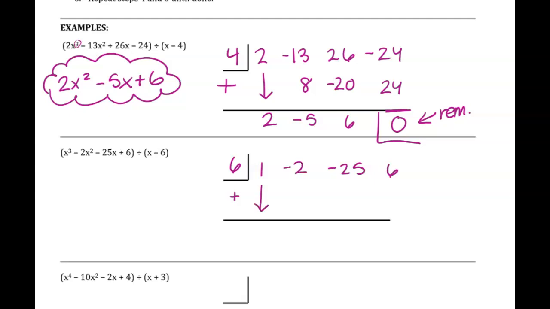I'll bring down a 1. 1 times 6 is 6. Negative 2 plus 6 is 4. 4 times 6 is 24. Negative 25 plus 24 is negative 1. Negative 1 times 6 is negative 6. 6 plus negative 6 is 0. We have remainder of 0 again.